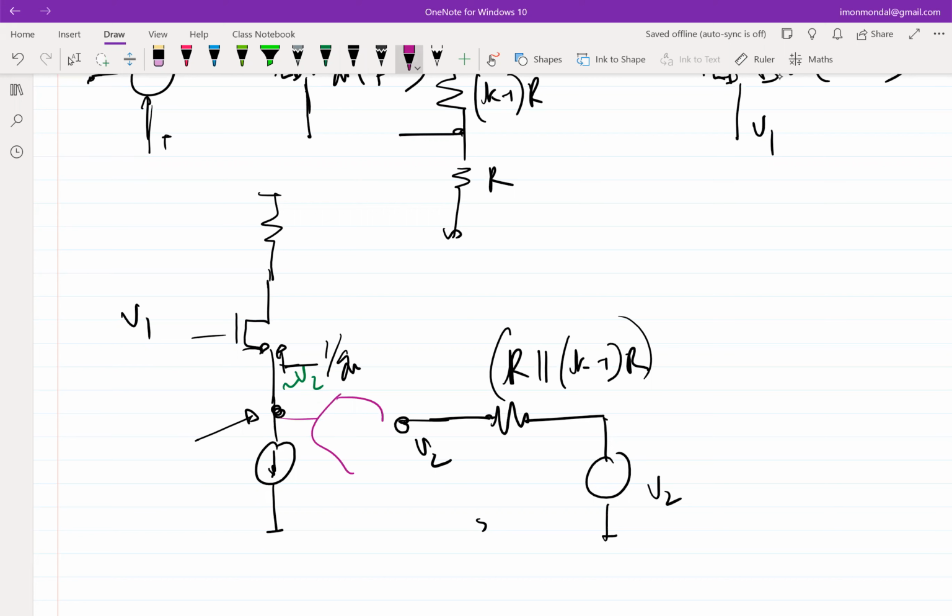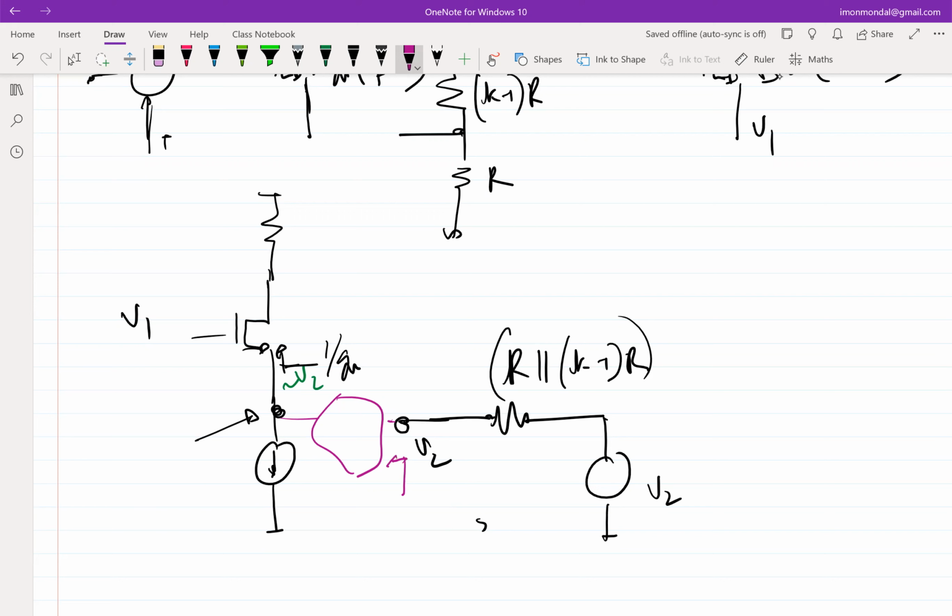Which means I have to put some block here so that some fraction of V2, or V2 itself, or maybe some significant fraction of V2 appears at the source. Correct? So what should be the property of the block in terms of impedances?